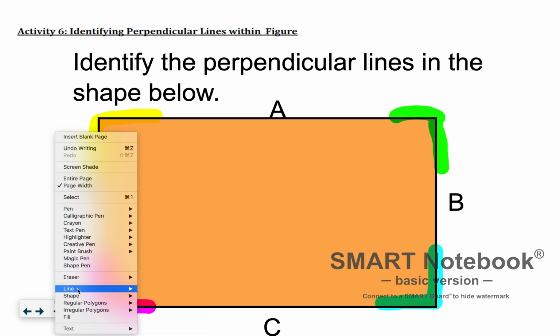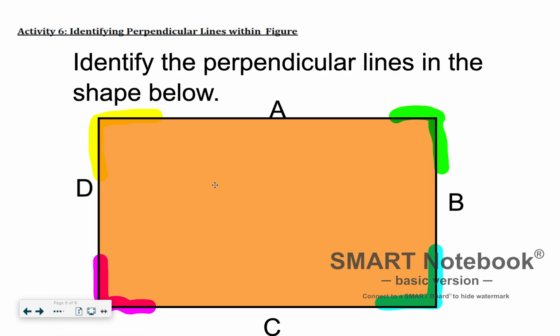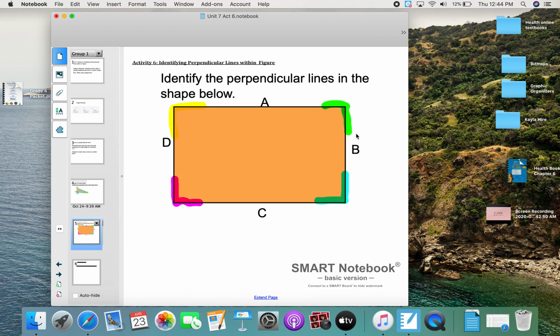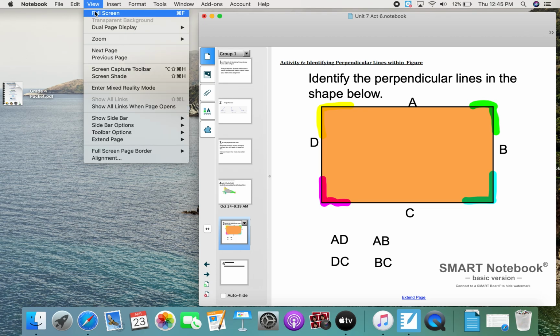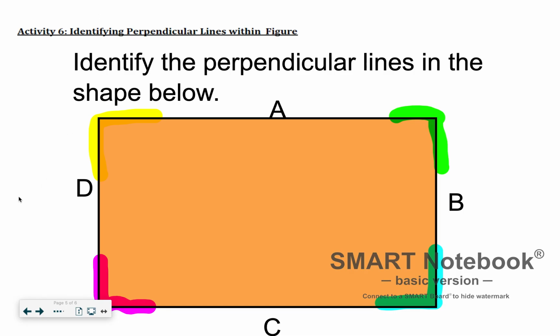So if a question is asking you which lines are perpendicular, you're just listing the two lines. So A and D are perpendicular. D and C are perpendicular. A and B are perpendicular. B and C are perpendicular. Those are just all the lines that come together and meet at a right angle.